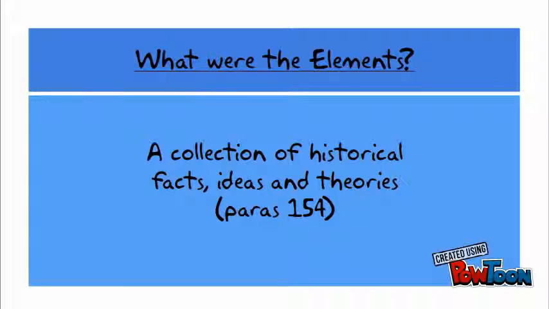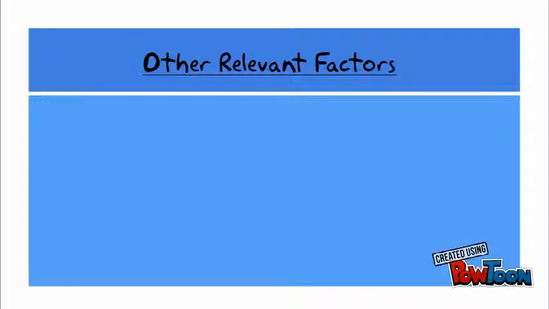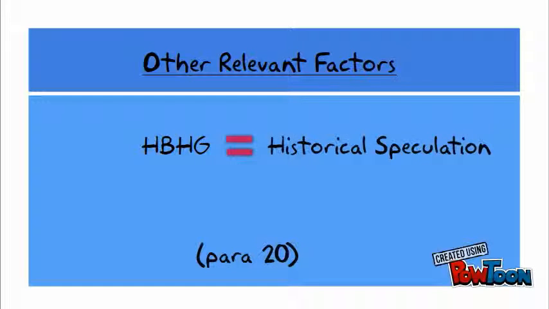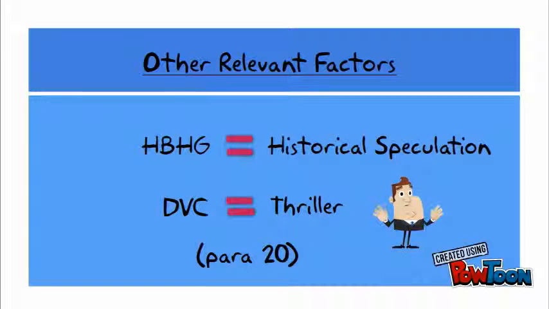Other relevant factors that contributed to the decision include that The Holy Blood and the Holy Grail is a work of historical speculation in which the authors investigate and attempt to explain various historical mysteries. The Da Vinci Code, by contrast, is a thriller.